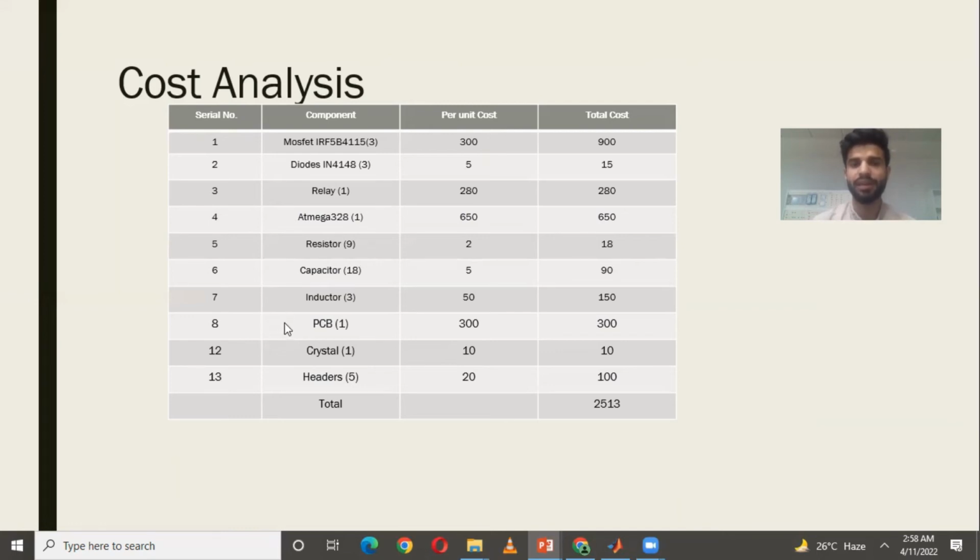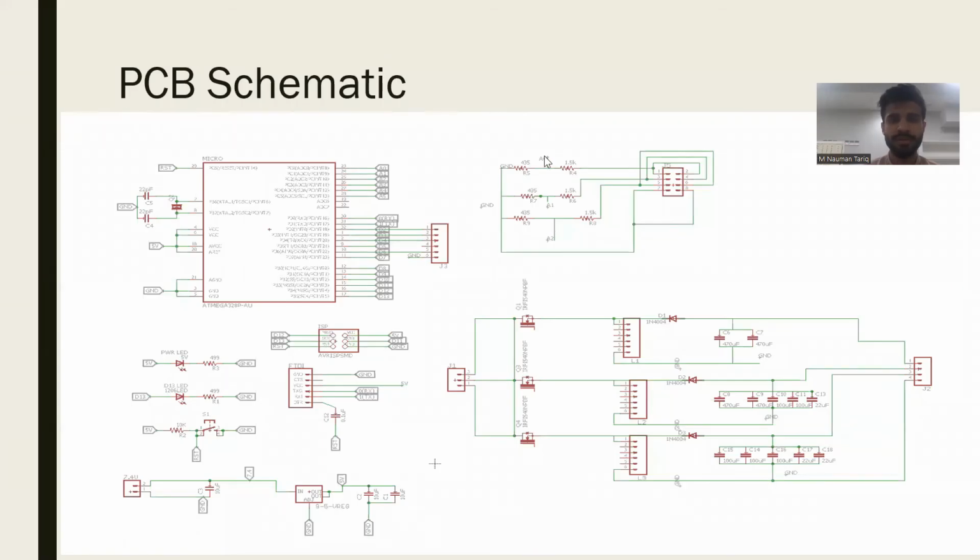After that, we have done PCB fabrication. We have designed our PCB on Eagle software. Crystal oscillators are used with the ATmega 328P IC, also headers. So this is the PCB schematic of our project. We will demonstrate the hardware part of our project.